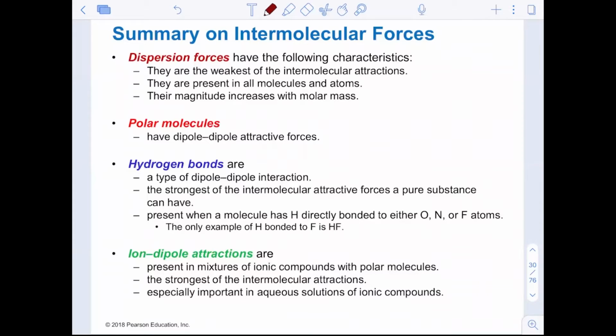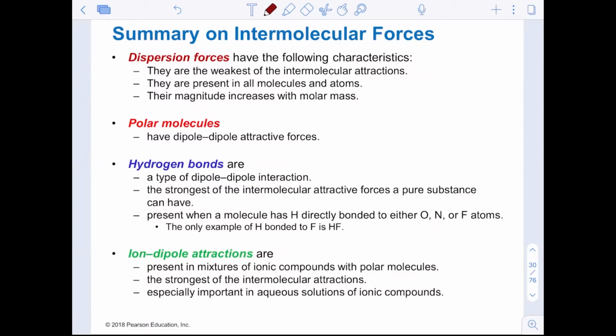All right, let's just wrap up a summary of intermolecular forces that we saw. Dispersion forces exist in everything. They are the weakest of the intermolecular forces. They're present in everything because everything has electrons that can get polarizable and can move around. Polar molecules have dipole-dipole attractive forces. Those are stronger than dispersion forces, and they are permanent dipoles in the molecules. So they're not fleeting, they're stronger.